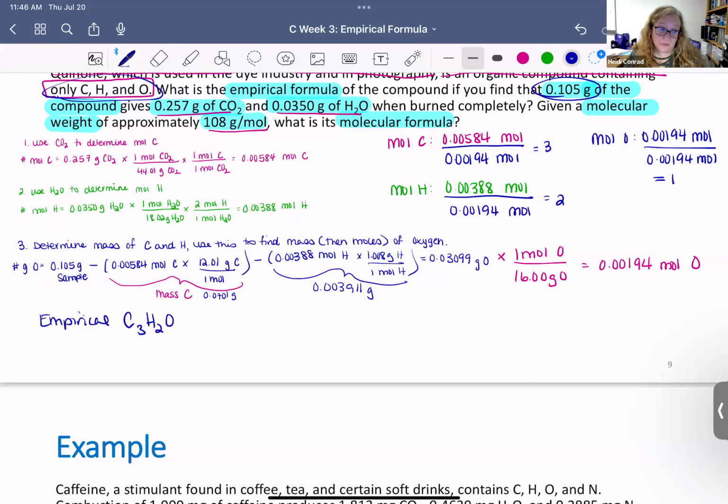I've answered half the question so far. A lot of dang work, half the question. But I know that my molecular weight is approximately 108 grams per mole, and I want to know the molecular formula. So same thing as before, I'm going to add the molar mass up of this, which let's see what that is. 12.01 times 3, 1.008 times 2, plus 16. Getting the right answer.